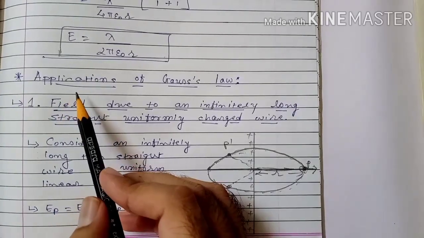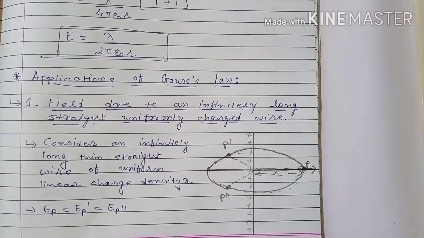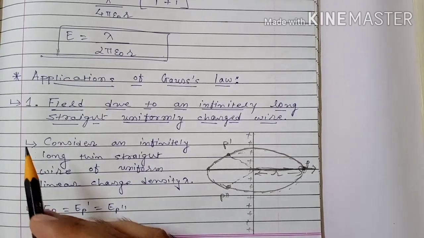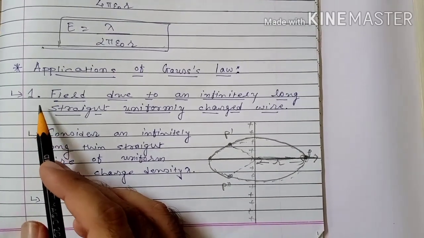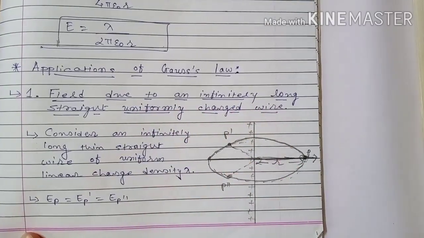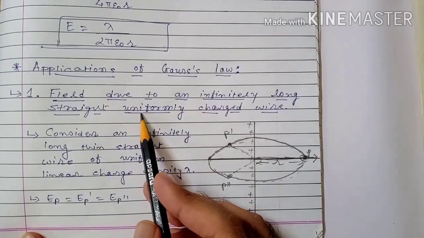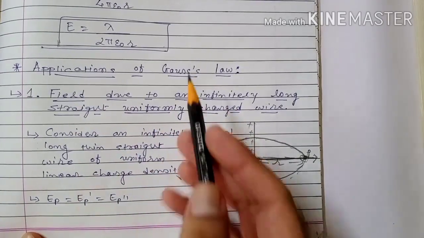Now we have to study applications of Gauss's law. Now I will show you the power of Gauss's law. The first application of Gauss's law is the field due to an infinitely long straight uniformly charged wire. Now we have to find the same thing, the field due to an infinitely long straight uniformly charged wire, using Gauss's law.